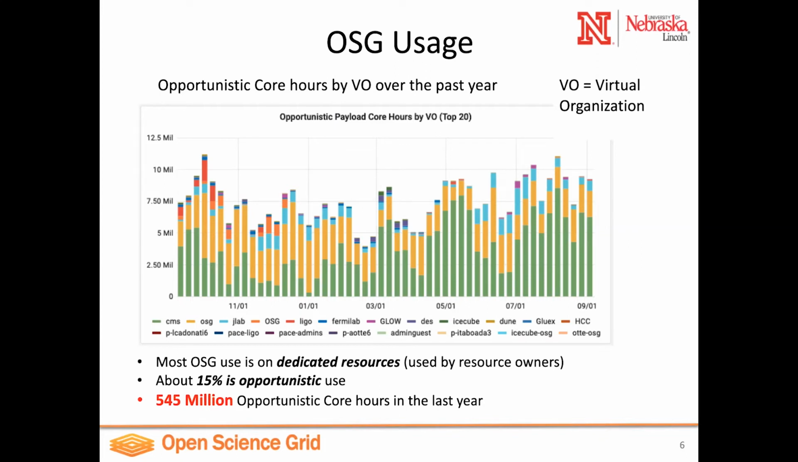You're using a resource that's owned and operated by a different institution. And this number varies quite a bit year to year, but one of the years that I looked it up, about 15% of the OSG usage was opportunistic. And in the past year, 545 million opportunistic core hours were done on OSG.